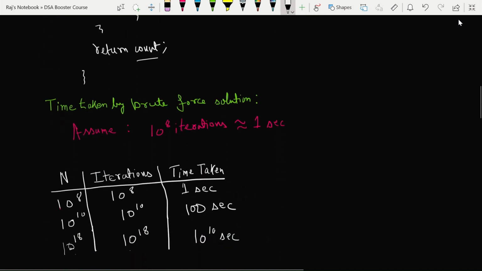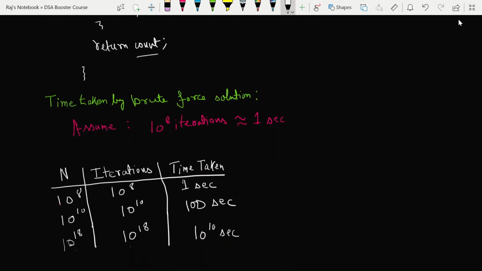Over here we take an assumption that 10 raised to power 8 iterations take up 1 second. This is obviously the processing power, and in most of the online judges like LeetCode, HackerRank or Topcoder, this is the time limit that you get because this is the processing power that they have. So 10 raised to power 8 iterations take up 1 second.